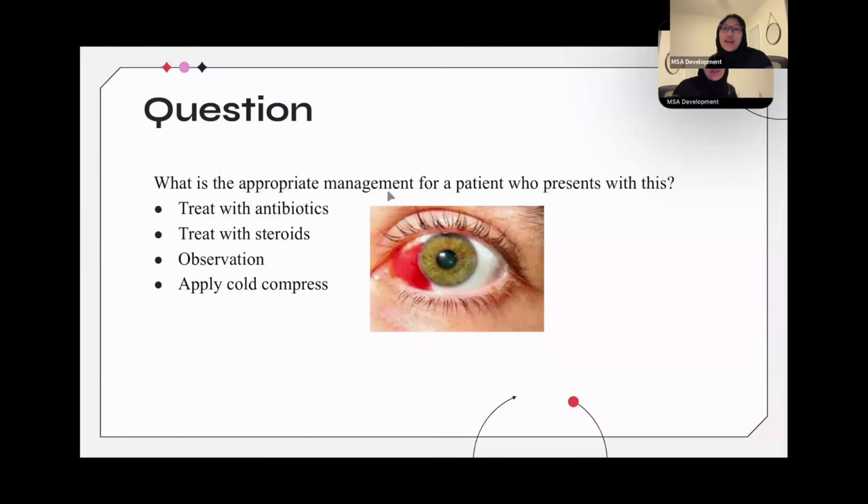What is the appropriate management for a patient who presents with this? What is this first? This is confined to one area. If someone wakes up with this, it is a subconjunctival hemorrhage, and you just observe. You do not do anything. It's not an emergency situation.